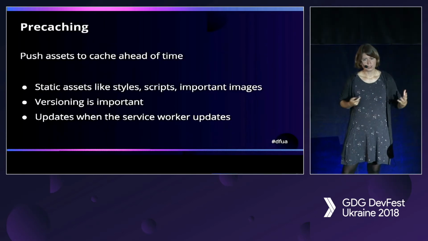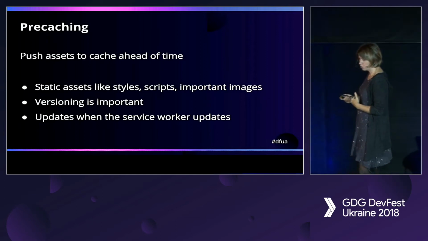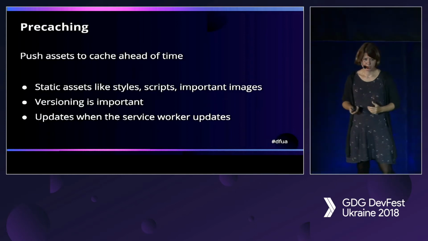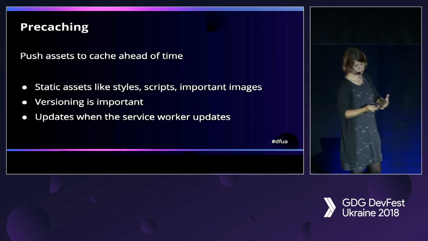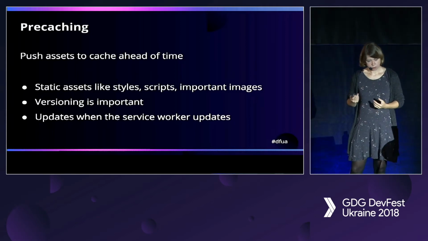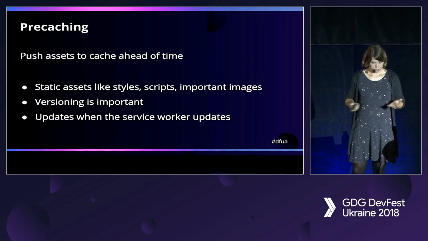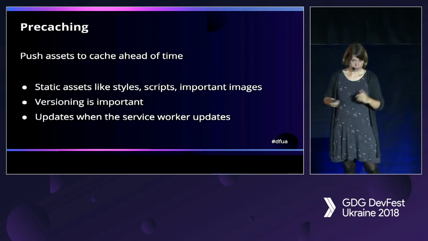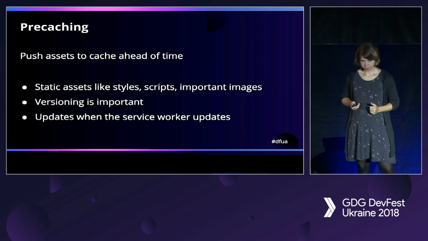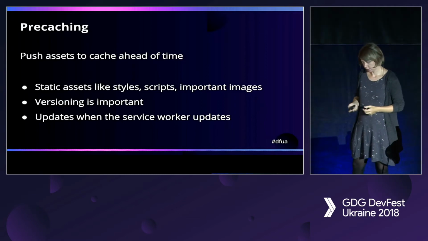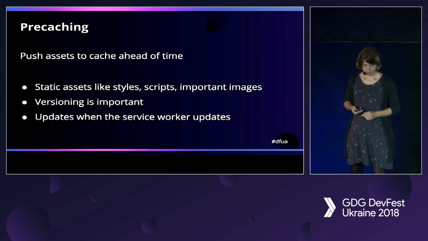So what are the differences between these options? Well, precaching pushes assets to cache ahead of time, which means you arbitrarily decide what goes into cache and what does not, right? So for example, my priority images were precached because I know they're going to be important and they're on almost every page and so on. So I arbitrarily decide as a developer, they're important, I want to precache them. Precaching is very good for static assets, like for example, styles or scripts, or as I said, important messages.